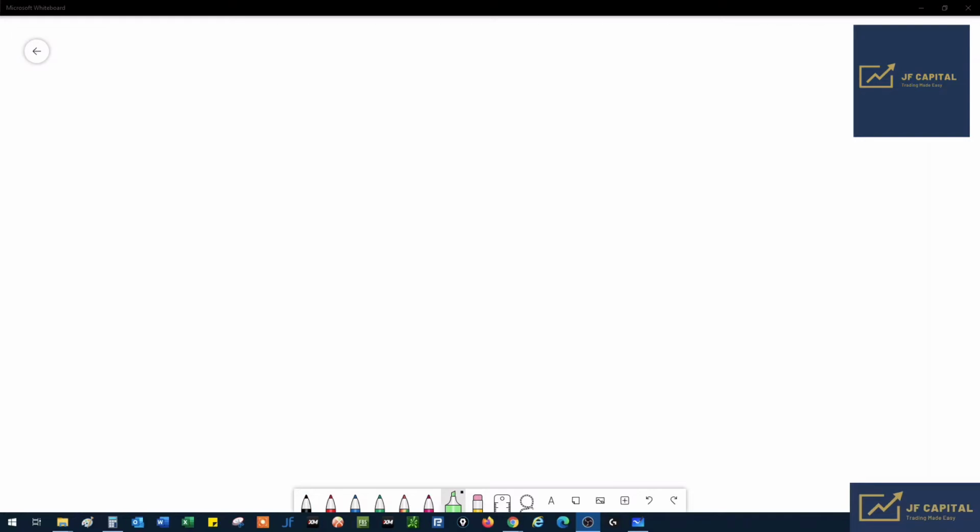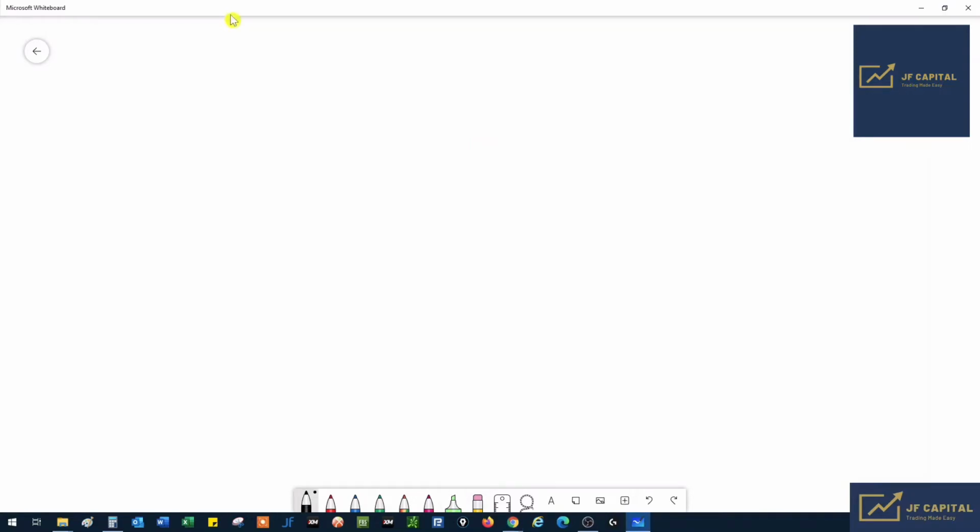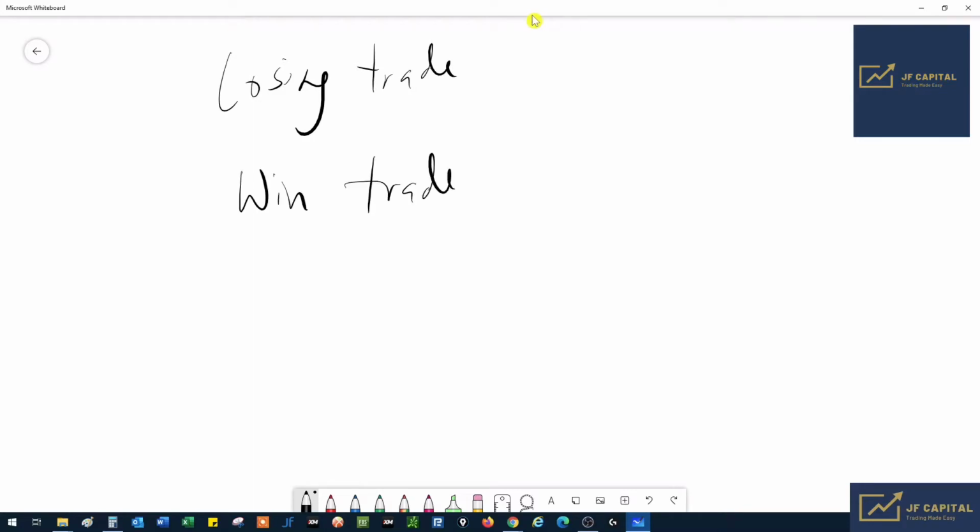Let's start. So typically when I trade, there will be a losing streak, a losing trade. There will also be a winning trade. So when a losing trade, I have done my sizing. Based on the lot size, I can control the losing amount.